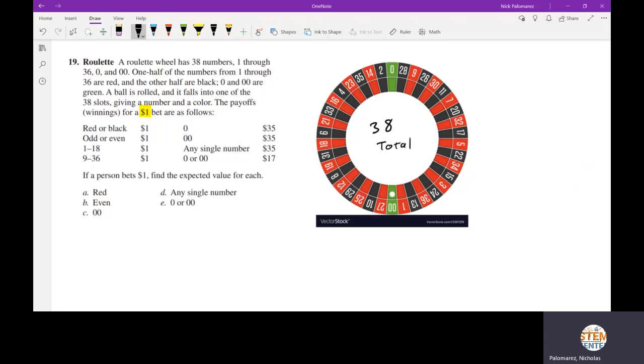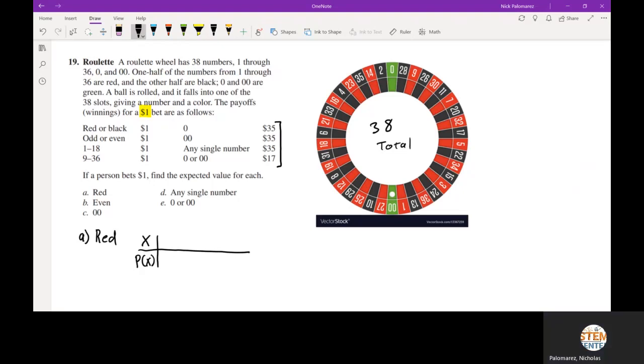So we have the various outcomes. This is our possible winnings here. And we're told that a person bets $1, find the expected value. So for part A, we're looking at red. So we bet $1 on red. Let's make a probability distribution for that. We'll let X be our winnings, how much we walk away from the table with, our net profit here.